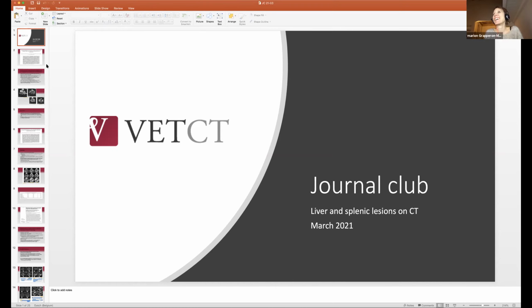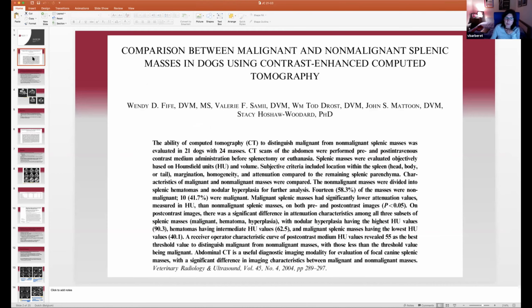So yes, I've done the spleen, and Marion has done the liver. So there were quite a few actually. So 3 on the spleen only, and there were 3 also on spleen and liver where they did both, and a few on liver as well.